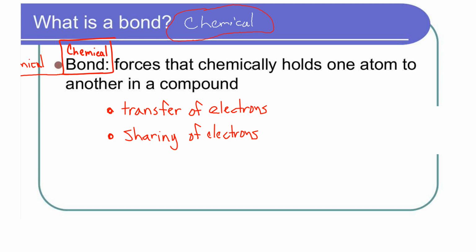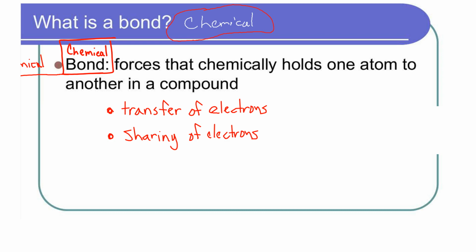What is a bond and why do they form? A chemical bond is simply a force that chemically holds one atom to another in a compound. All right. So that's going to happen in two ways.